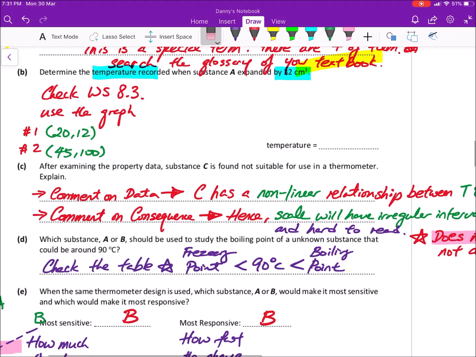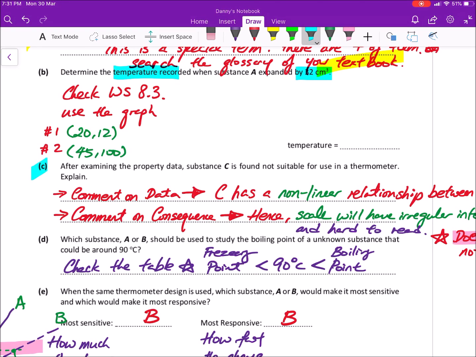The other one, let's go to the other question, part C. Why is substance C not a good candidate for a thermometer?